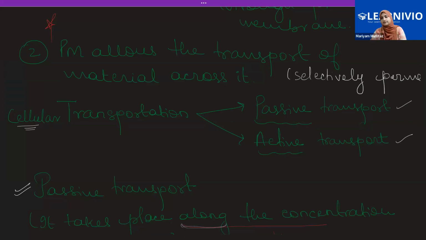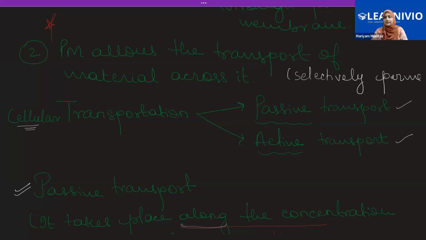Tell me, what is the difference? It's when the substance goes across the membrane from lower concentration to higher concentration. What is that, active or passive? Active. And passive is when it goes from higher concentration to lower.